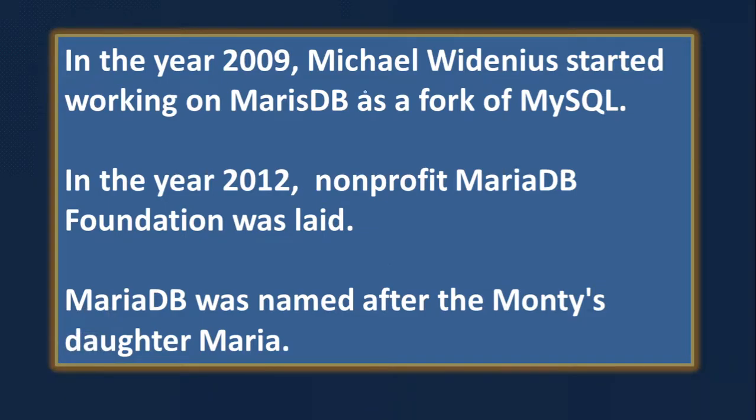So what Monty, or Michael Widenius, did is they started working on MariaDB. They created one more database called MariaDB as a fork of MySQL. Fork of MySQL means they already have the complete source code of MySQL and they are only developing this, therefore they renamed it MariaDB. They started a non-profit foundation called the MariaDB Foundation in 2012. MariaDB was named after Monty's daughter Maria. So why the MariaDB name? Because his daughter's name is Maria, therefore the database name is MariaDB.